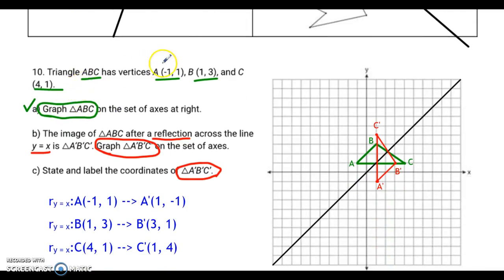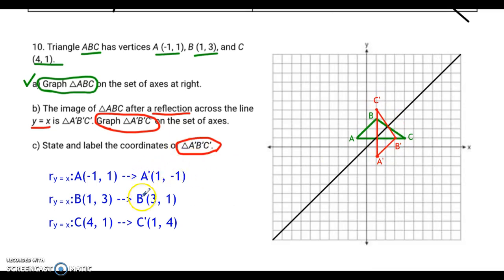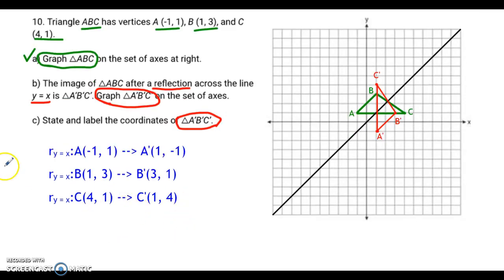For question number 10, it tells you the triangle's vertices, and then it asks you to graph it, which we did in green here. Then it tells you that we reflected this triangle across the line y is equal to x. We drew the line y is equal to x in black here, and A prime, B prime, C prime is this red triangle. That red triangle has a couple of features, namely A prime, B prime, and C prime are all of these coordinates. Notice that negative 1 comma 1 becomes 1 comma negative 1, we switched. 1 comma 3 becomes 3 comma 1, we switched. And 4 comma 1 becomes 1 comma 4, you guessed it, we switched.